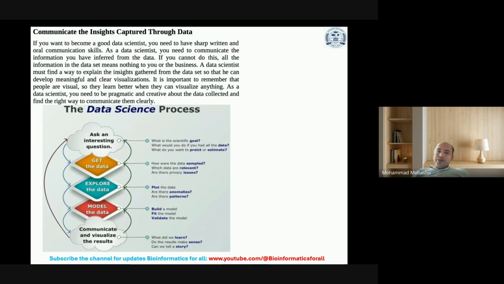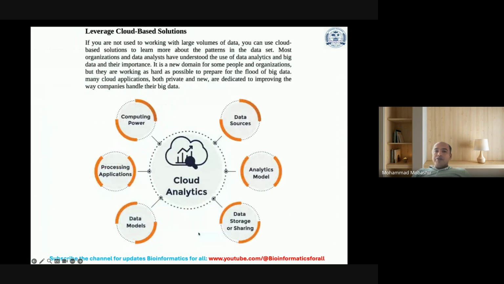So here, the first step is to ask an interesting question. For example, the goal, the data, then what do you want to predict or estimate? Then get the data: samples, the number of samples, the way in which the samples are being generated. Then explore the data, plot patterns, identify the patterns and aberrations. Then model the data, and finally communicate and visualize the results in different ways of plotting.